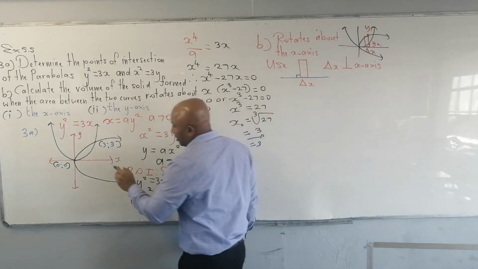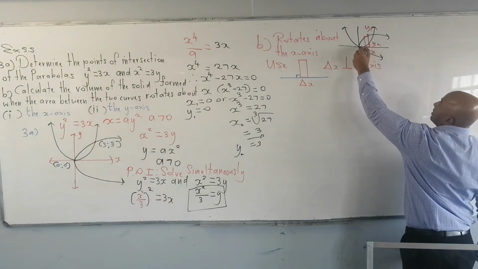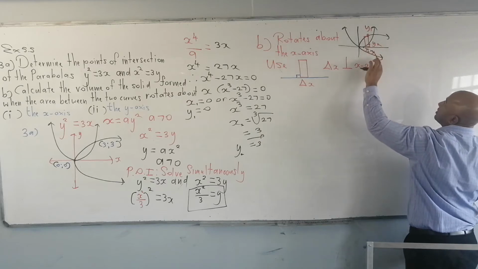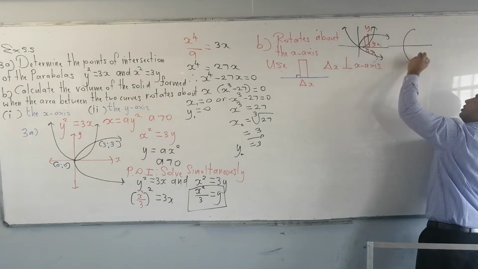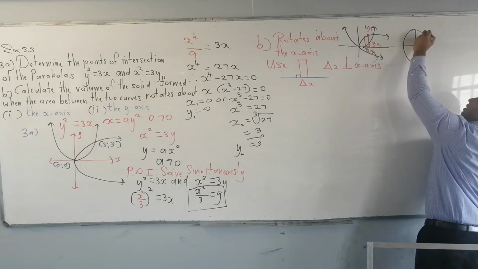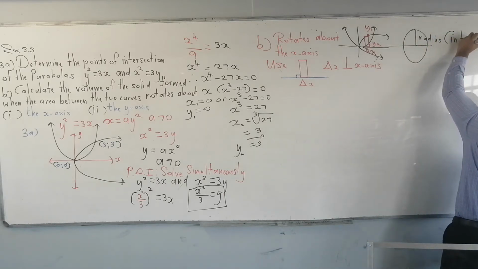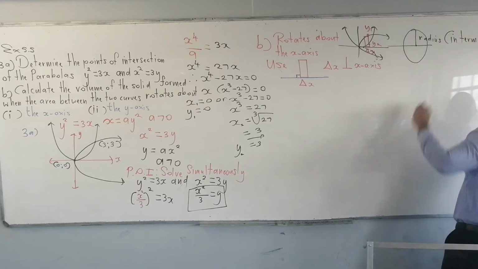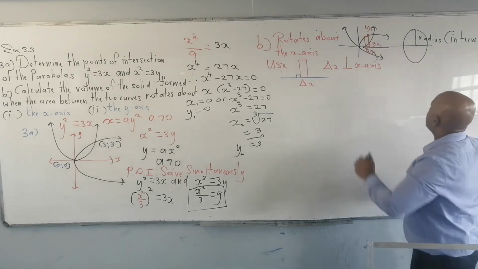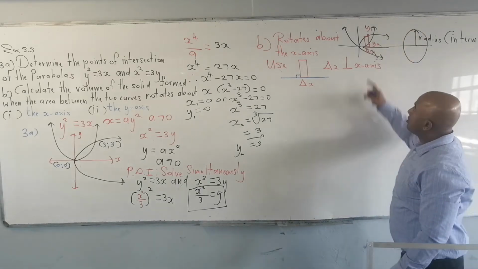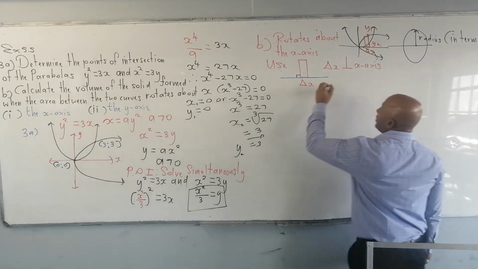So what do we know now? Right, so you are rotating about the x-axis. So you're going around there. Let's see what will happen here. So when you're rotating about the x-axis, remember there's your x-axis. You're going around the x-axis. So your radius is in terms of y. When you're going around the x-axis, you're going up and down, so your radius is measured in terms of y. So the top radius is y1, the bottom radius is y2.